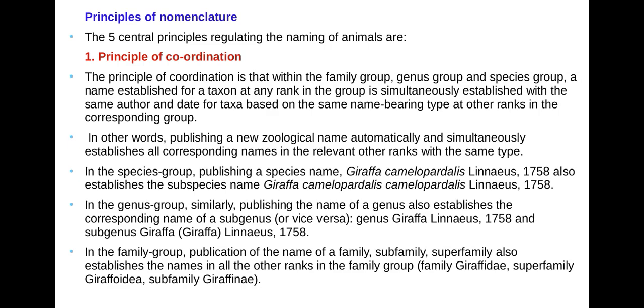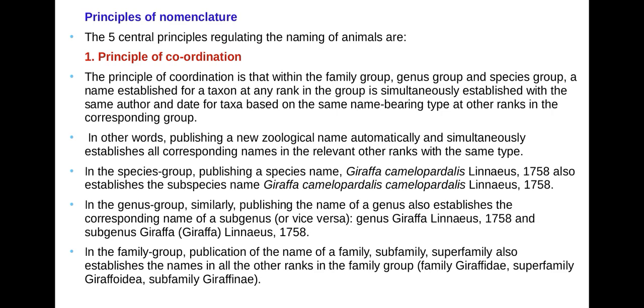Next is about principles of nomenclature. The five central principles regulating the names of animals are principles of nomenclature, like the principle of coordination. The principle of coordination is that within the family group, genus group, and species group, a name established for a taxon at any rank in the group is simultaneously established with the same author and date for taxa based on the same name-bearing type at other ranks in the corresponding group.